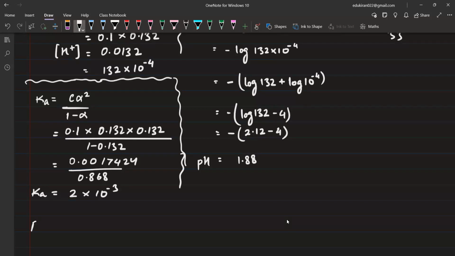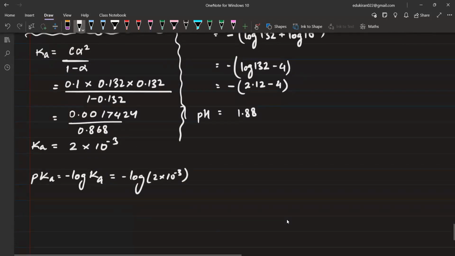And what is pKa? Minus log of Ka. So minus log of 2 into 10 to the power minus 3. So the -3 comes down and becomes +3, and the value of log 2 is 0.3, so 3 minus 0.3. This will be equal to 2.7. That is pKa 2.7. OK.